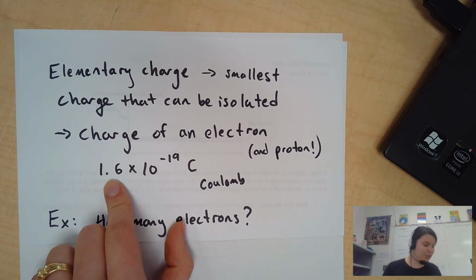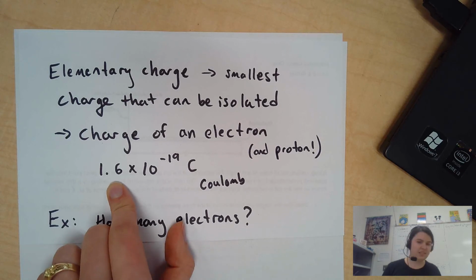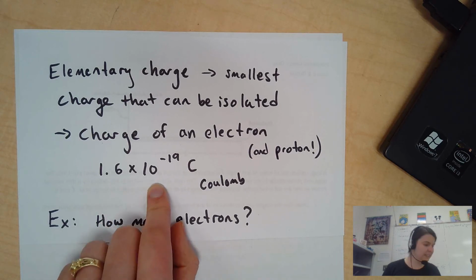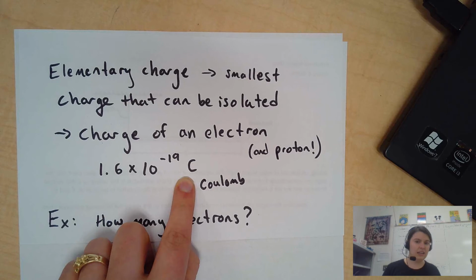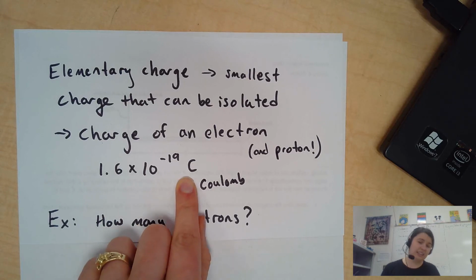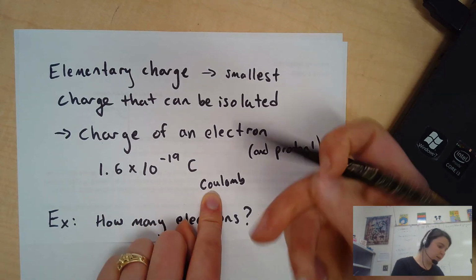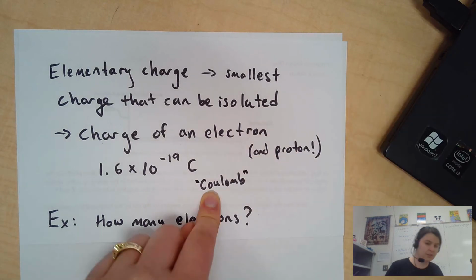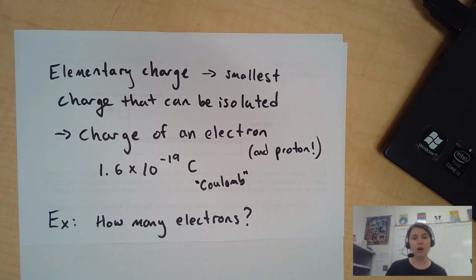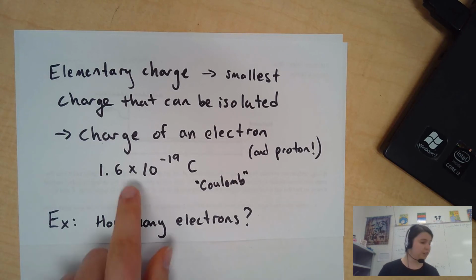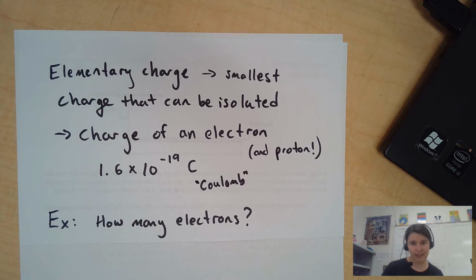So the charge of an electron, this is a fundamental constant, is 1.6 times 10 to the negative 19th C. This C is what we call a coulomb. So that's the unit for charge. All charges are measured in coulombs, but if you have a fundamental charge, an elementary charge, that's the 1.6 times 10 to the negative 19th.